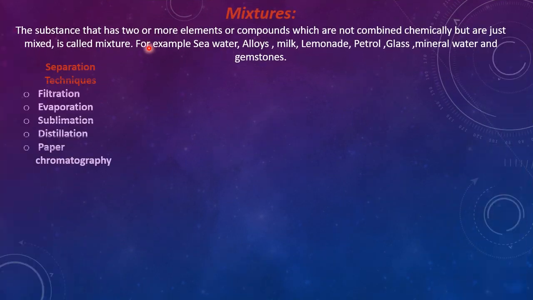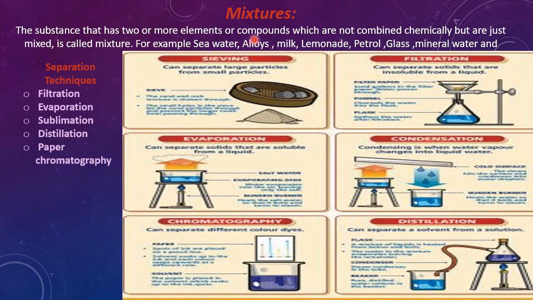Now mixtures. There are substances that have two or more elements or compounds which are not combined chemically but are just mixed. It's called a mixture. For example, seawater, oil, milk, lemonade, petrol, gas, glass, mineral water, and gemstone. Mixtures are impure, so their constituents can be separated by filtration, evaporation, sublimation, distillation, and paper chromatography.